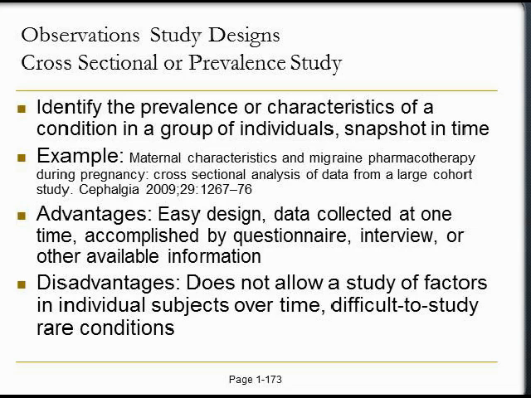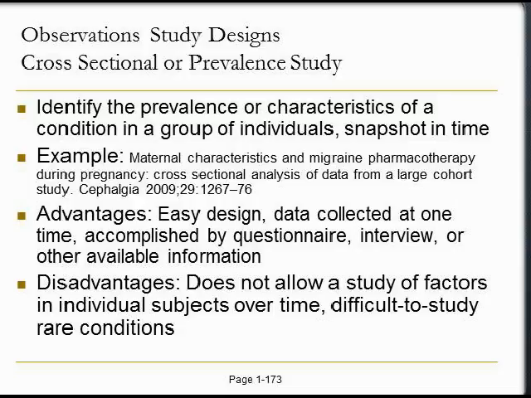Lastly, in terms of observational study designs, the cross-sectional or the prevalence trial, probably the easiest of this group. We're basically taking a snapshot in time, and assessing the prevalence or characteristics of a condition in a group of individuals today or in a month's period of time or what have you. I've listed an example here, a cross-sectional analysis from a study.